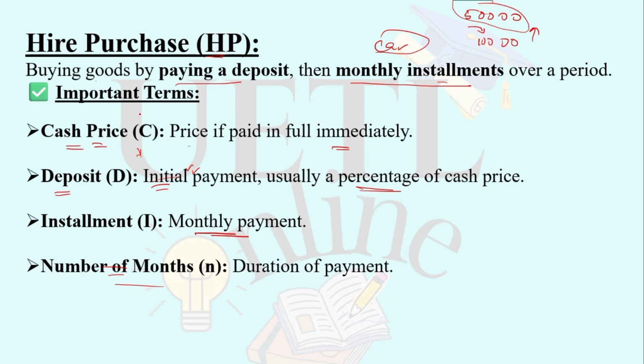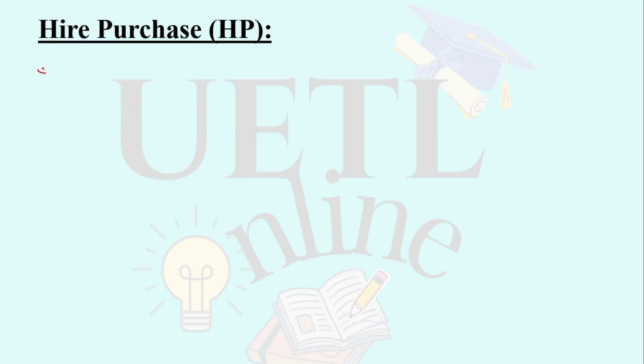calculate this hire purchase. I've talked about four things. The first thing is the cash price. This is the money you're going to pay at first. Then I've talked about the deposit. The deposit is the money you are going to deposit at first before getting your product.